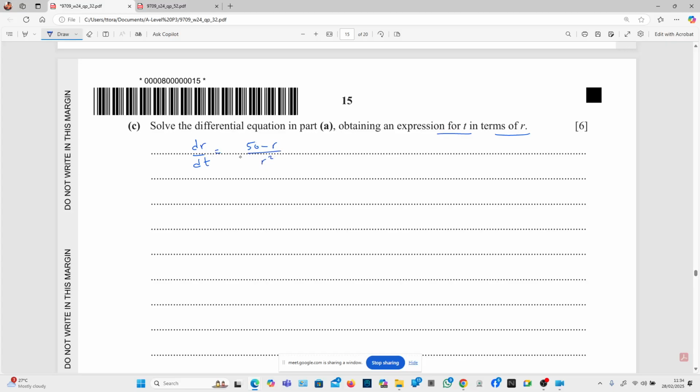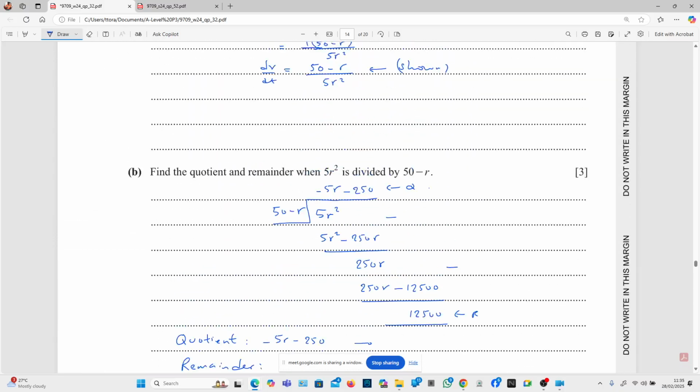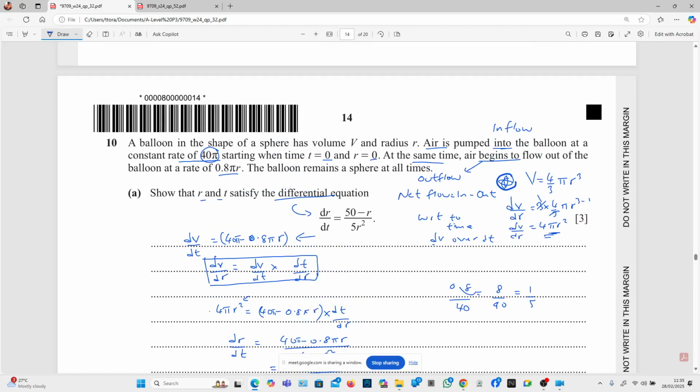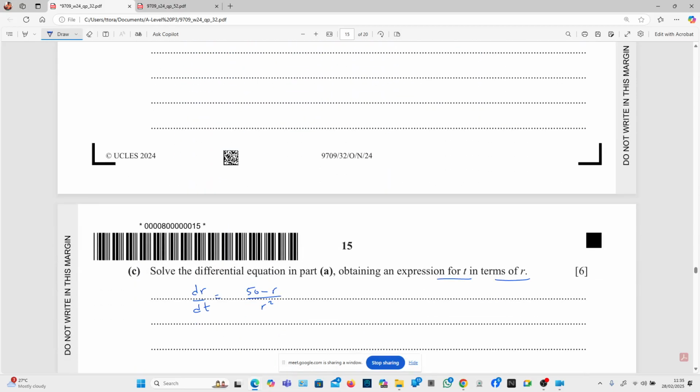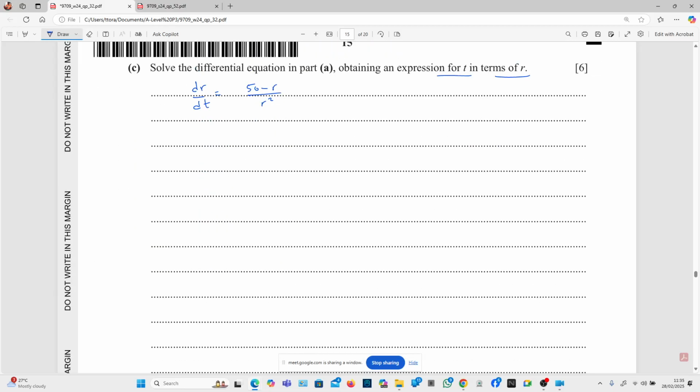Now, if we have to solve a differential equation, is it r squared? Hang on a second, let me just check again. Not r squared, 5r squared. Alright, okay. Gotta be careful. Okay, now we have to solve this differential equation.